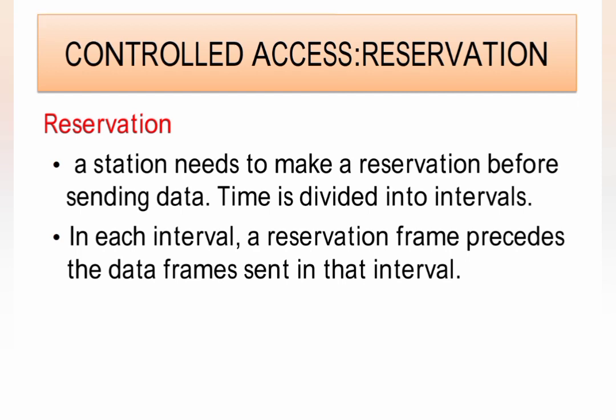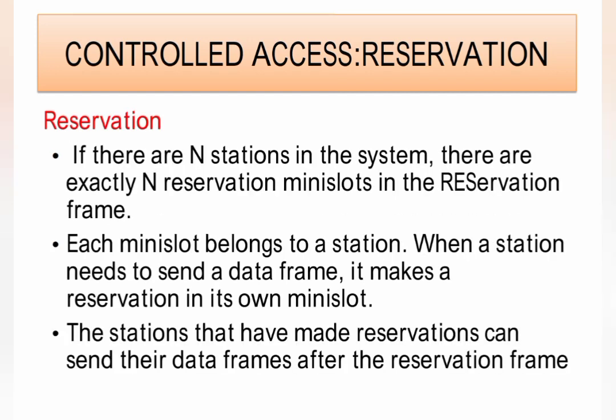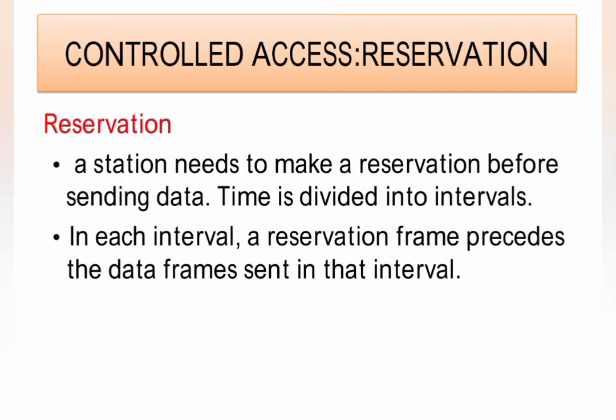In this video we will learn about the control access protocols. In the previous videos we have seen the set of random access protocols, that is Aloha and CSMA with collision detection and avoidance. Here we have three types of control access protocols, that is reservation, polling and token passing. So first of all we will learn about the reservation.